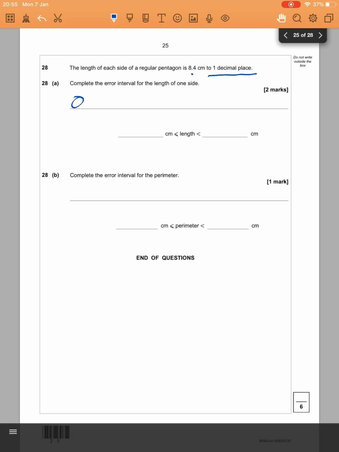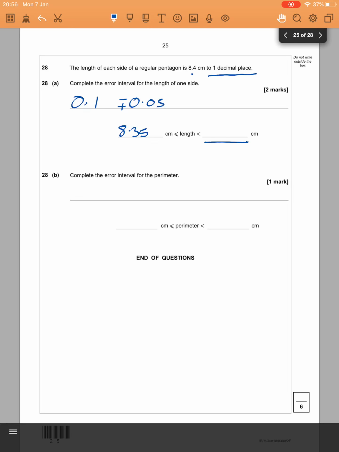1 decimal place is 0.1. So half of that means that you would have to be 0.05. You would have to be 0.05 below 8.4 and 0.05 above 8.4. So I'll tell you that the lower interval is 8.35. Then you'd have to work out the upper interval.